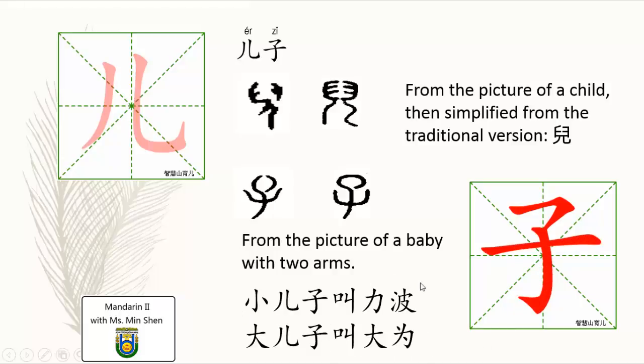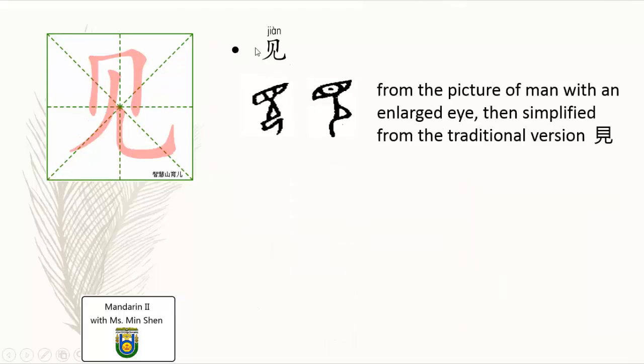我们一起念汉字, read these characters. 小儿子, little son, 叫立波, little son is called 立波。大儿子叫大为, the bigger son, the older son, is called 大为。Next, we look at this character 见 from the word 再见, right?